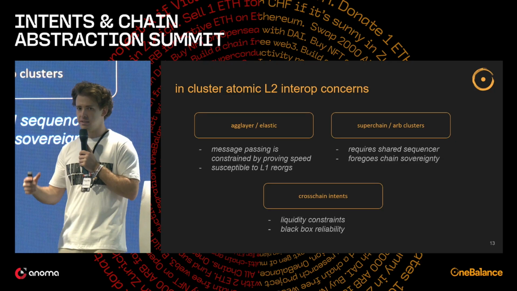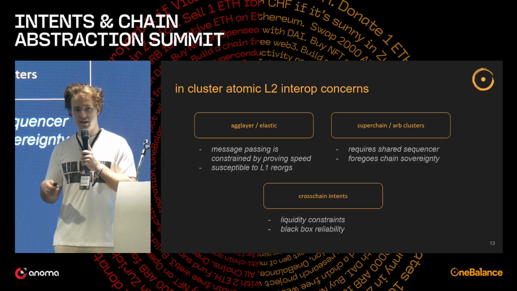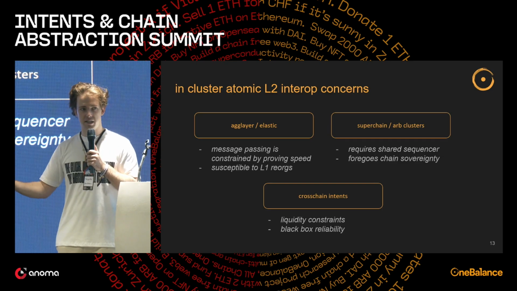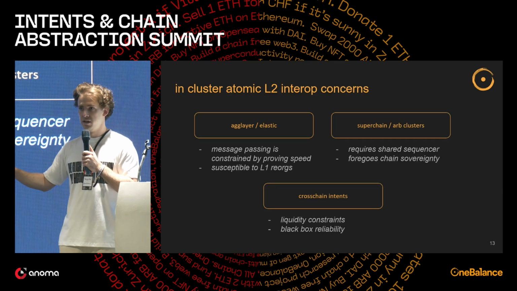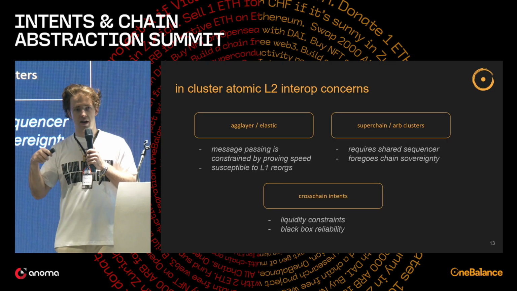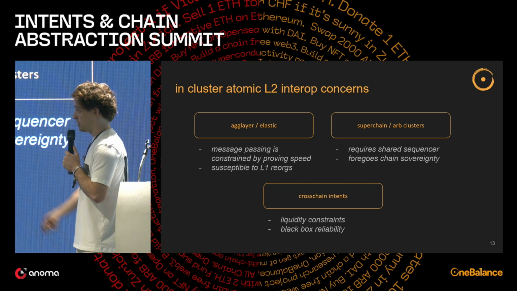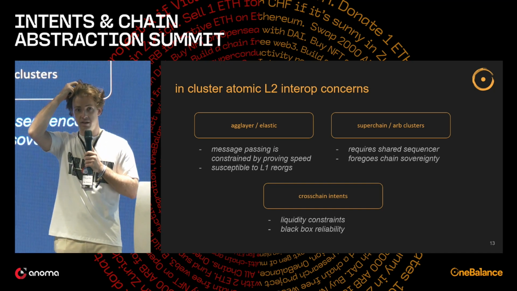And I don't think that this is fully answered yet because no one really knows what clustered interop actually is, and it hasn't been shipped. It's more like an idea. But at least from the research perspective, these are the fundamental trade-offs that I've been able to identify. So within the ZK stack, message passing is always going to be constrained by the proving speed.